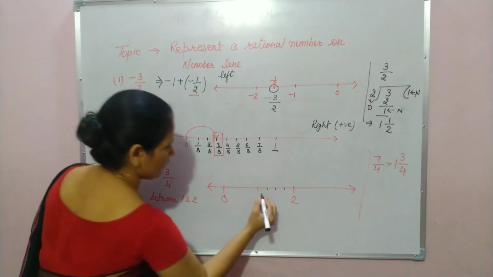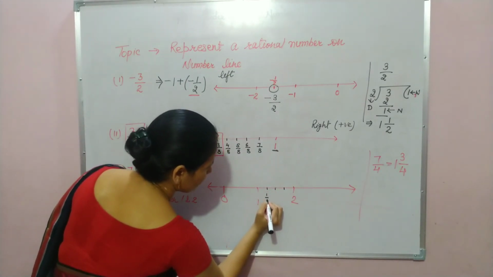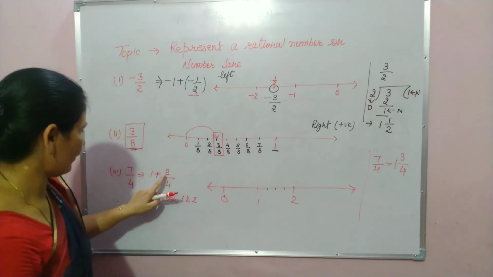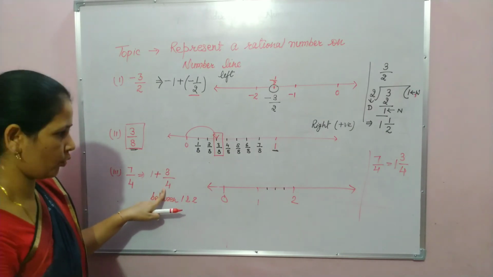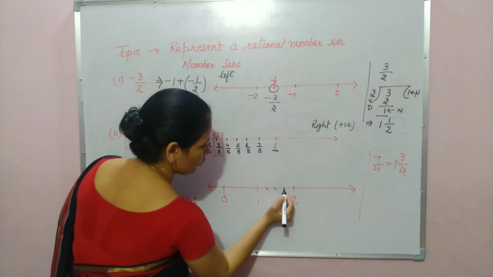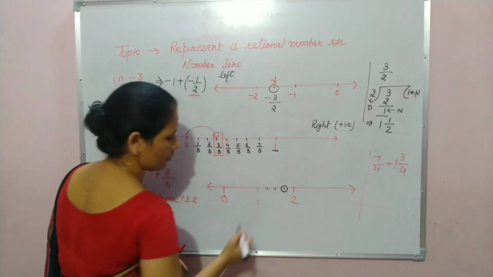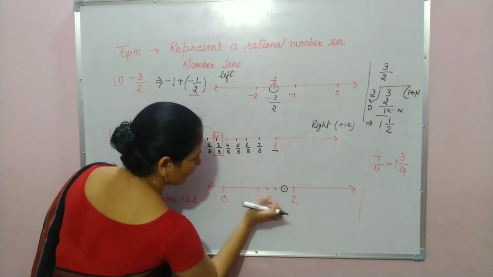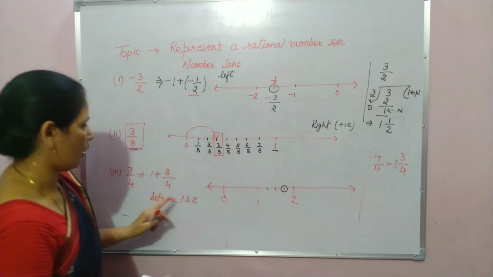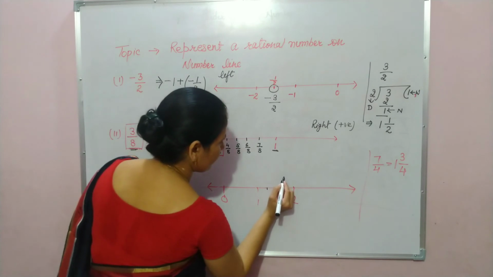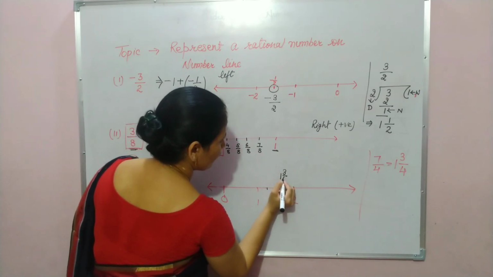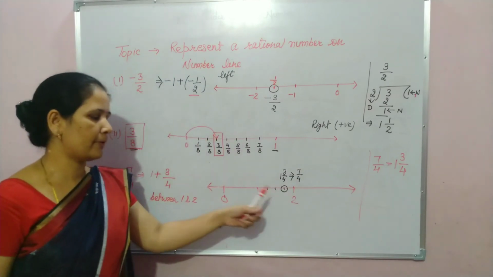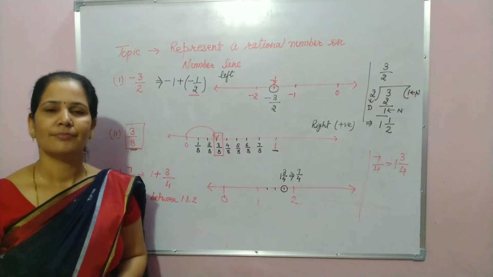Okay. And then after that we want here 3 by 4. So 1, 2, 3. Take these 3 portions. Now when we convert, we get here 1 and 3 by 4, that is 7 by 4. Now we will represent this one on the number line. Thank you students.